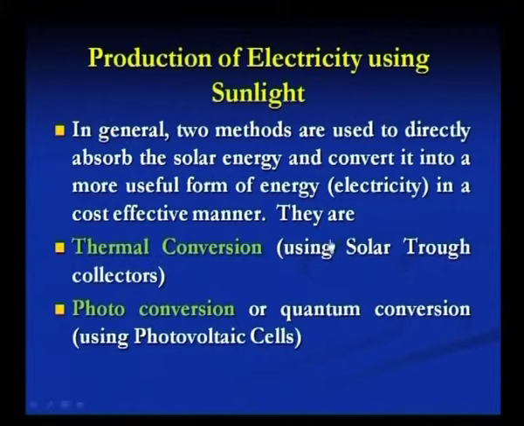The two methods are thermal conversion and photoconversion. Thermal conversion basically uses a solar trough or a solar collector. Photoconversion, otherwise called quantum conversion, uses, as its very basic requirement, a photovoltaic cell. So thermal conversion is a direct conversion of solar energy into useful forms through solar troughs or collectors, whereas photoconversion, otherwise called quantum conversion, uses a photovoltaic cell.